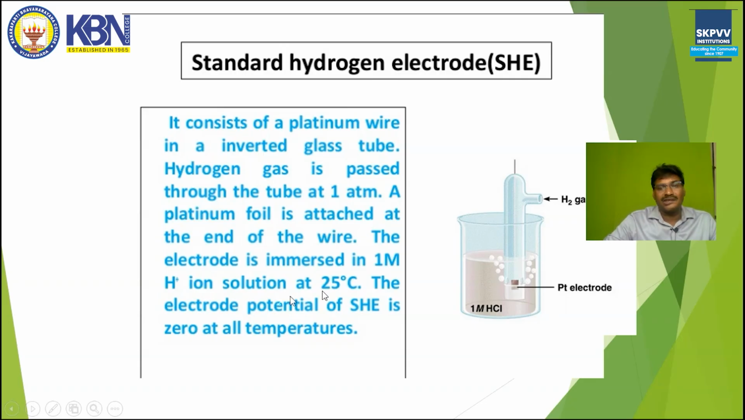Therefore, the circuit is completed. The standard reference electrode here is taken as the standard hydrogen electrode, and its value is arbitrarily fixed as 0 volts. That is the standard hydrogen electrode.